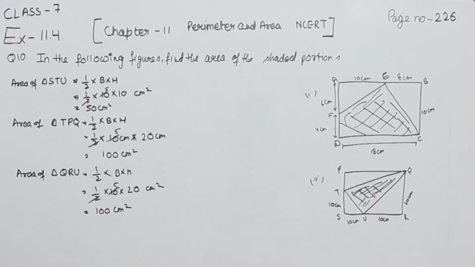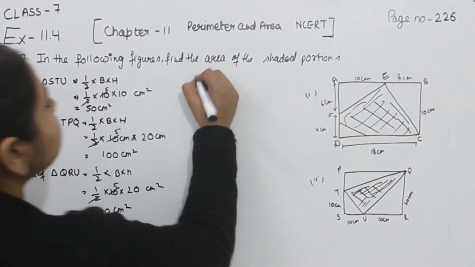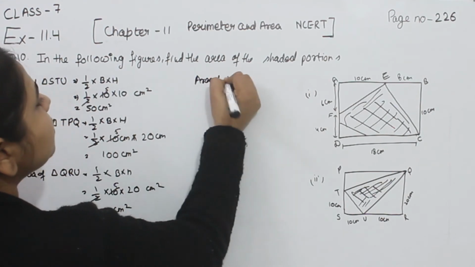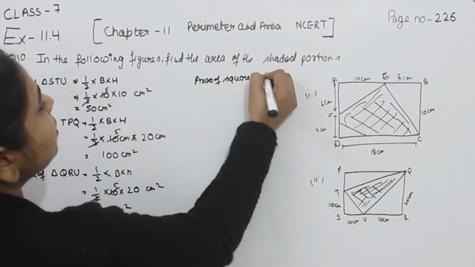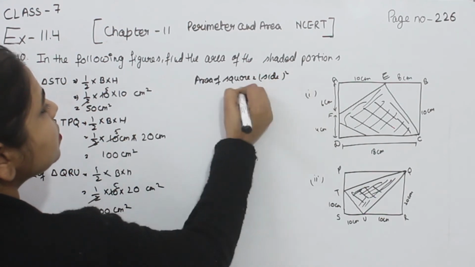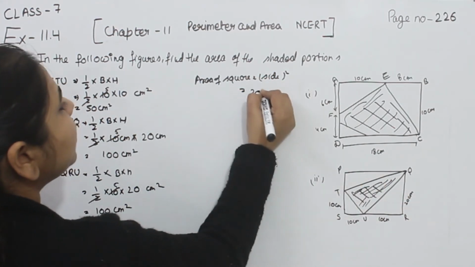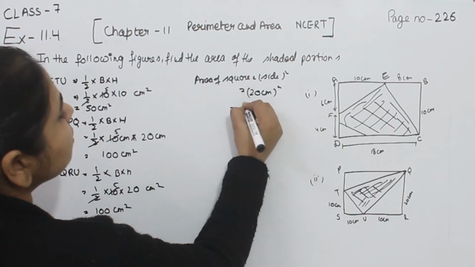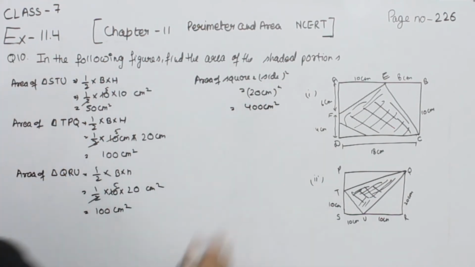Now we'll find out the area of the square. So I'm going to write here, area of square is equal to side square. So the side we have 20 centimeter. So the area is 400 centimeter square.